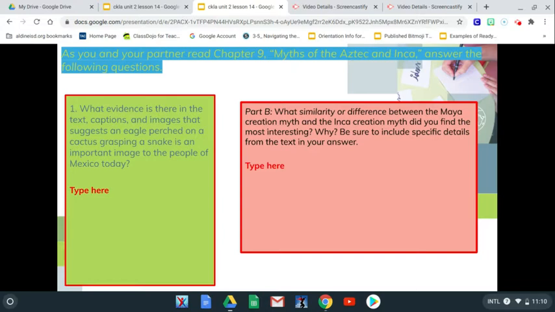And then B, what similarity or difference between the Maya creation myth and the Inca creation myth do you find most interesting? Be sure to include specific details from the text in your answer. For me, I think what we just talked about in number 1, the fact that the image of the eagle perched on the cactus grasping the snake is still relevant to Mexico today, because you can see it's evident on their flag. So that's amazing. I had no clue that the Maya civilization and Mexico were so closely related. So that would be the most interesting fact to me. So you write it down below. What similarity and what difference did you think was most interesting? And then you comment down below where it says type here.